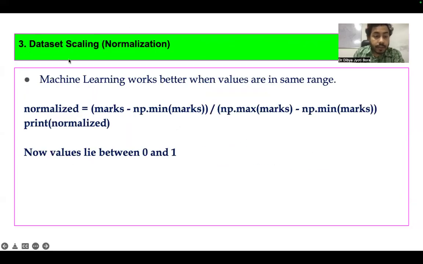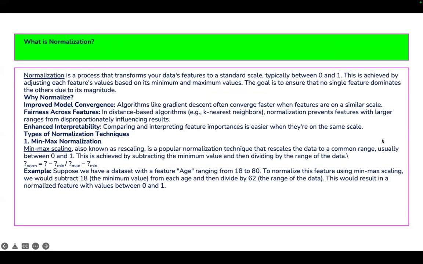Then one important thing we discussed is normalization, and we talked about the min-max normalization, right? So the formula was normalize is equal to marks minus np.min(marks), divided by np.max(marks) minus np.min(marks), and print normalize. And generally the values will be lying between 0 and 1. Okay, this is the definition.